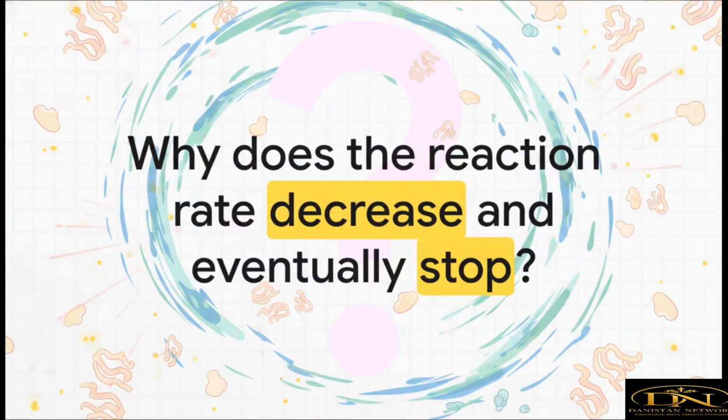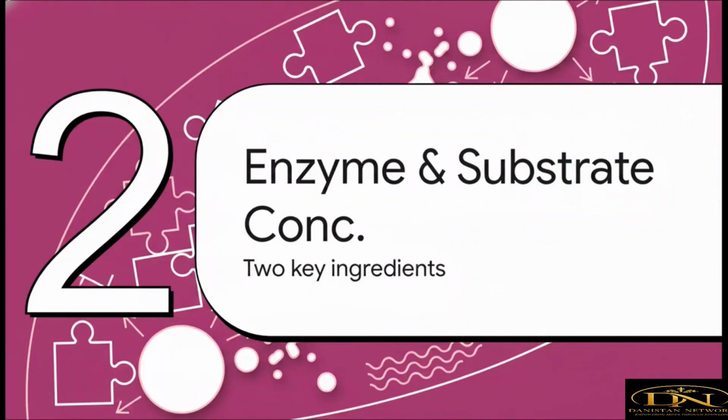So let's ask the big question. Why the slowdown? I mean, it's not like the enzymes are getting tired, right? The answer is all about the ingredients in the mix, which brings us perfectly to our next two factors. All right, let's look at our two key players here. The enzyme, that's our worker, and the substrate, which is the raw material. How does having more or less of each one really affect how fast this whole process goes?